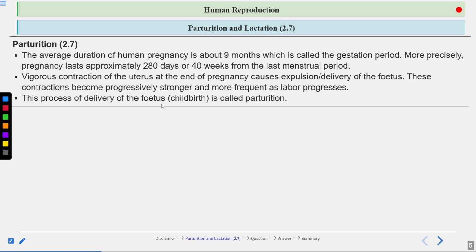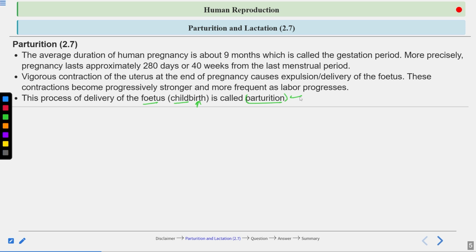Now this process of delivery of the fetus is known as childbirth, or parturition. The delivery of the fully developed fetus, or childbirth, has been given a scientific name known as parturition. Parturition basically means childbirth or delivery of the fetus, simply you can say. So parturition is a scientific term. Here you can see in this chapter there are a lot of scientific terms.